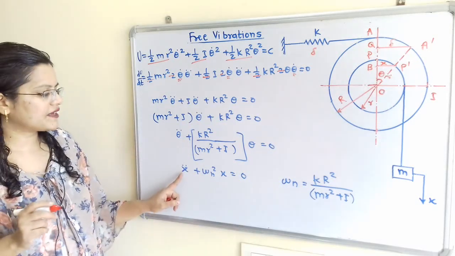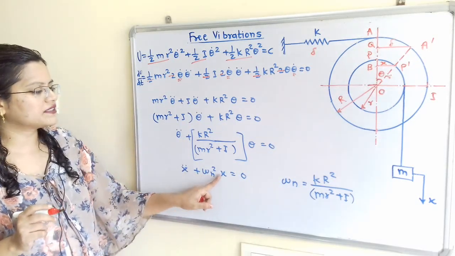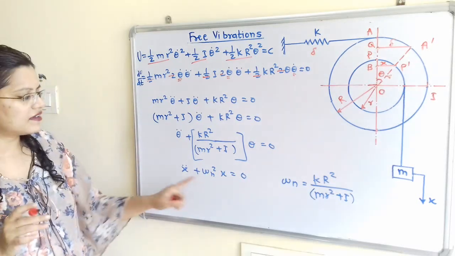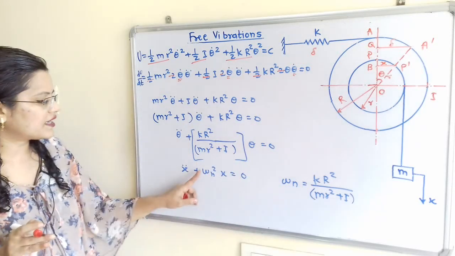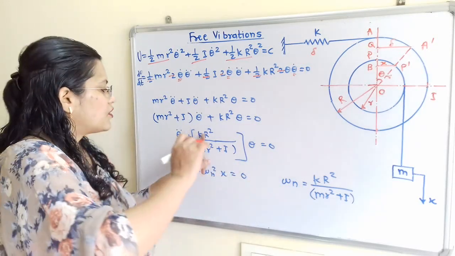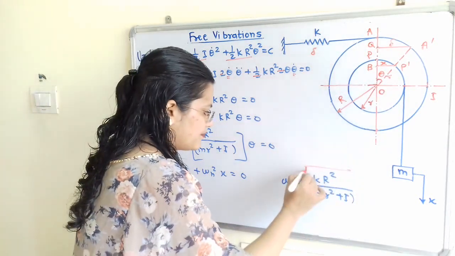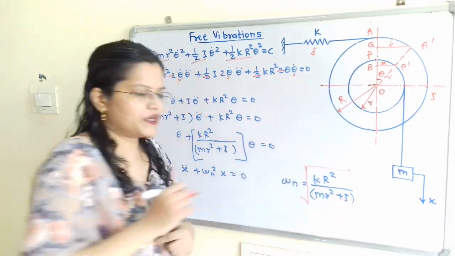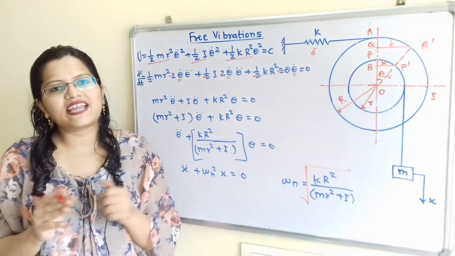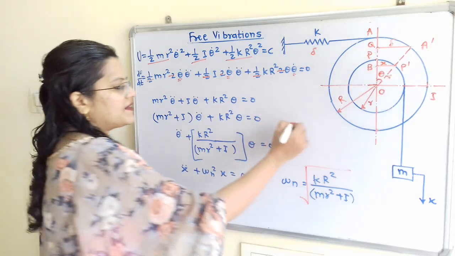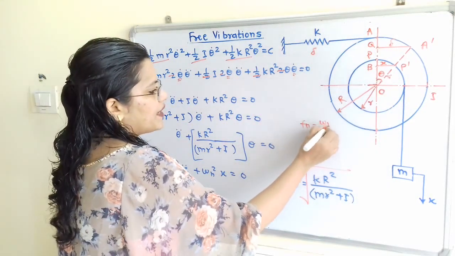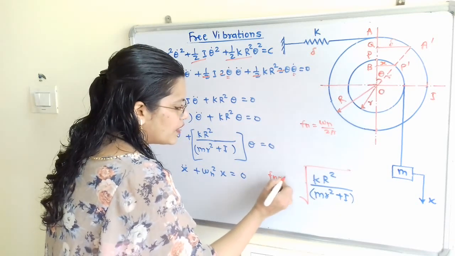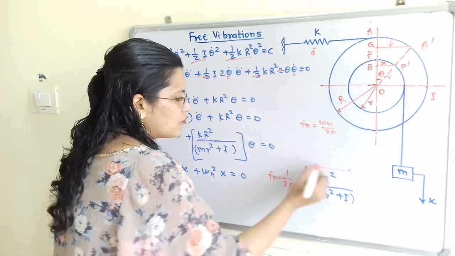Now we will equate this equation with x double dot plus omega n square x is equal to 0. So x double dot and theta double dot are equivalent, x and theta are equivalent. So we can write omega n is equal to the square root of this bracket, so the square root of k r square divided by m r square plus I. Now we have to find out the natural frequency. So natural frequency Fn is equal to omega n by 2 pi. So we will write here Fn is equal to 1 by 2 pi under root of the term.